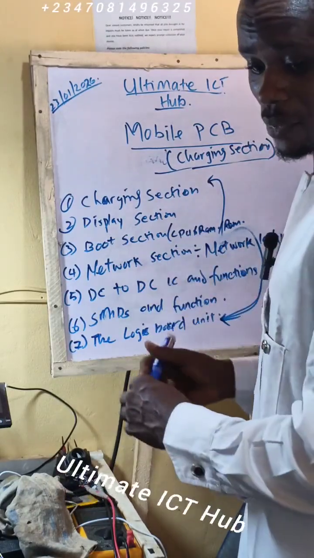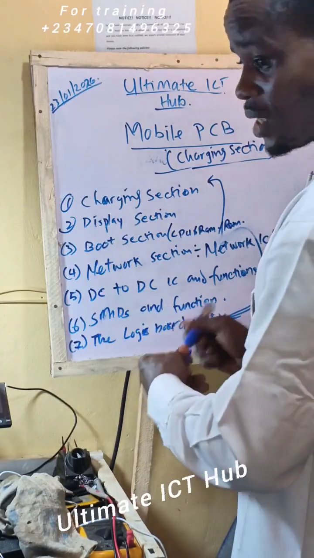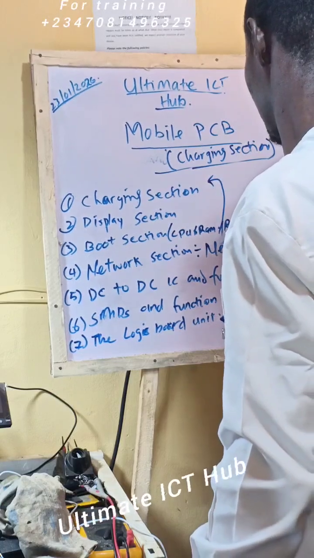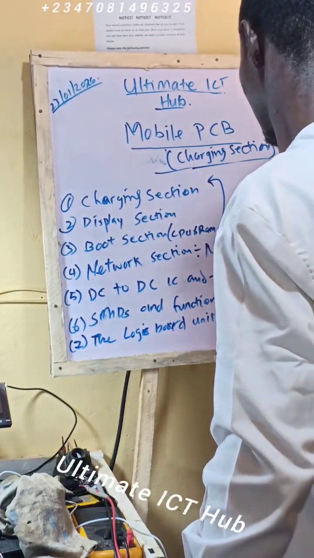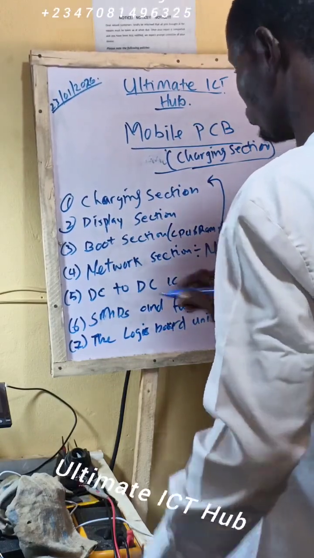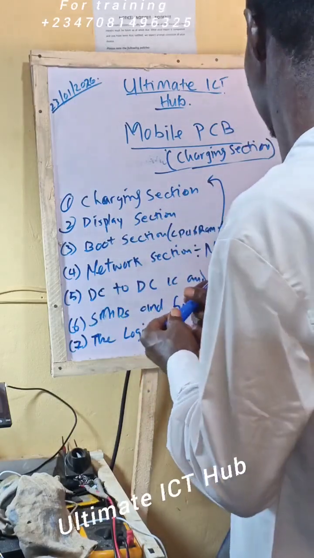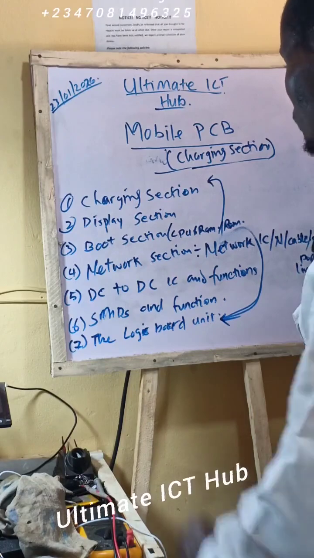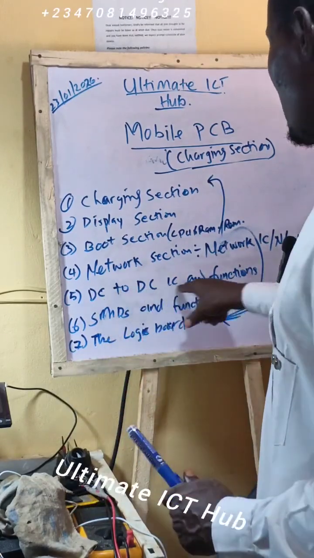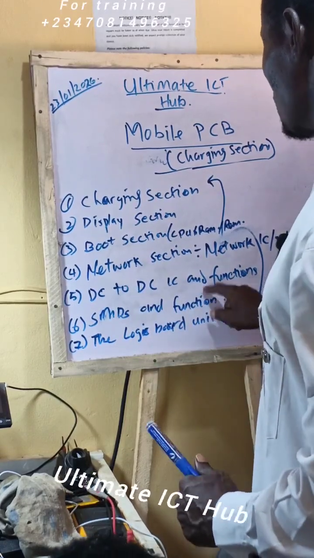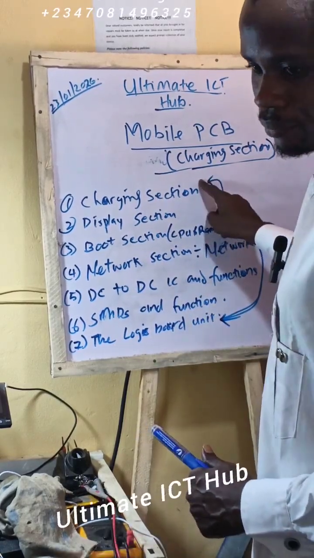Then the SIM port area also on the network. You understand? SIM port lines, or just a configuration or something. Is that clear? Then the DC to DC section, it is also connected to this one.